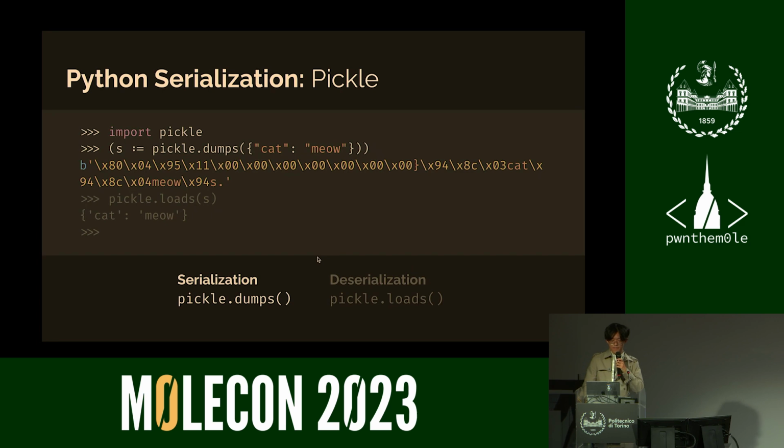And let's talk about how we can use it normally, not like a hacker. You can serialize a dictionary. Like this is a dictionary with the key cat and the value meow, and it can be serialized into this human unreadable stuff.